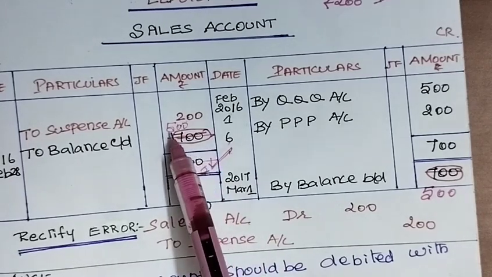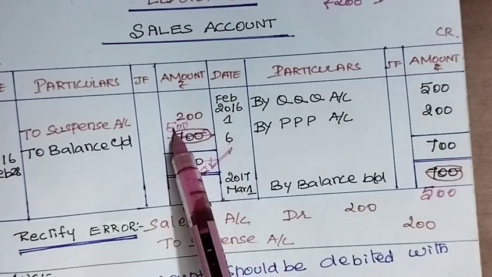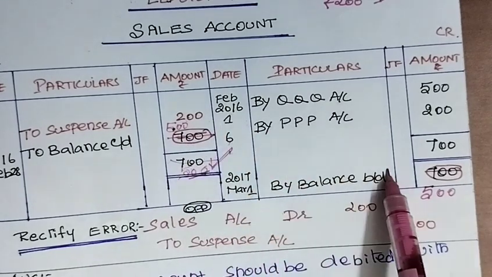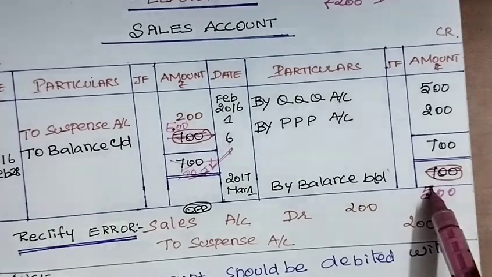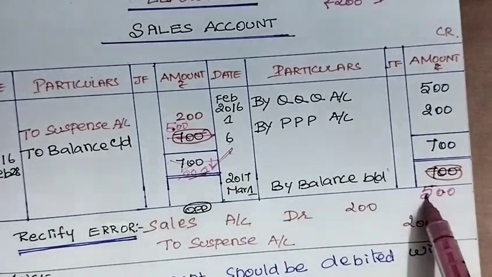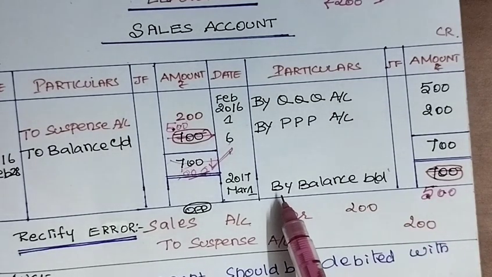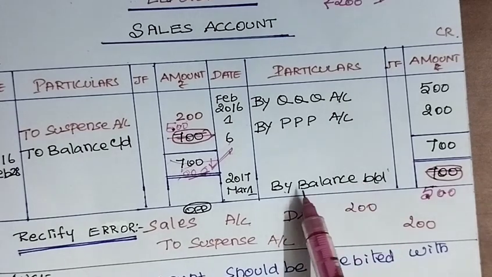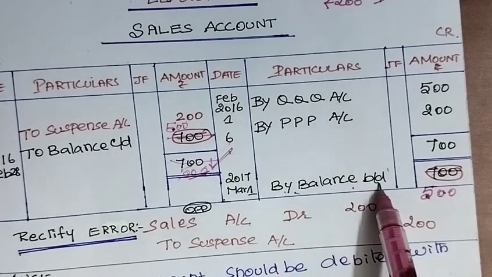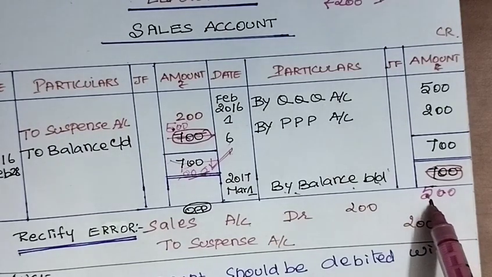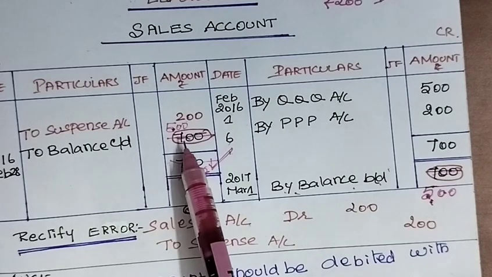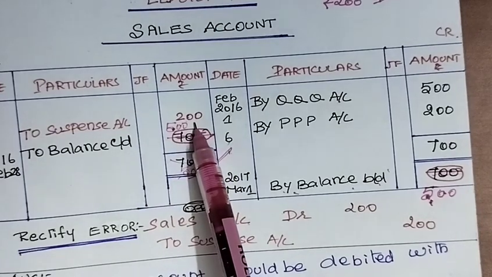We bring that 500 rupees to the opposite side. Below the total, we have to enter that 500 rupees. Against this 500 rupees you write balance brought down. This is the opening balance of the sales account, 500 rupees. Now we have rectified that error. After subtracting that 200, we balanced it.